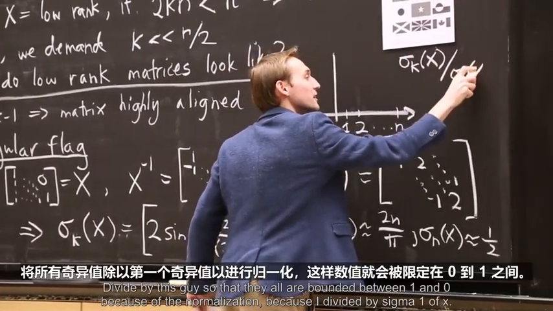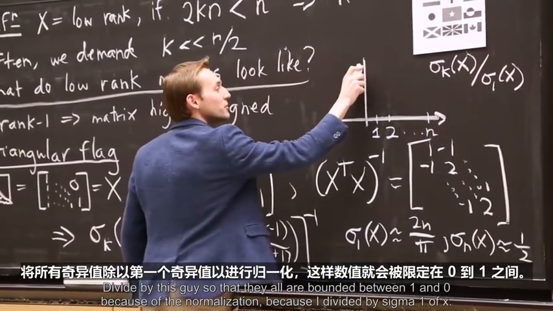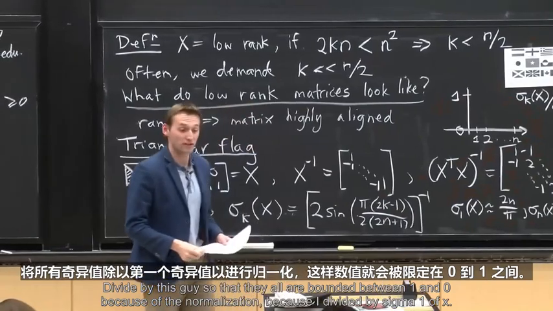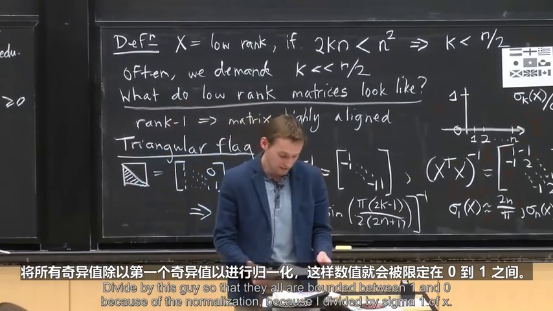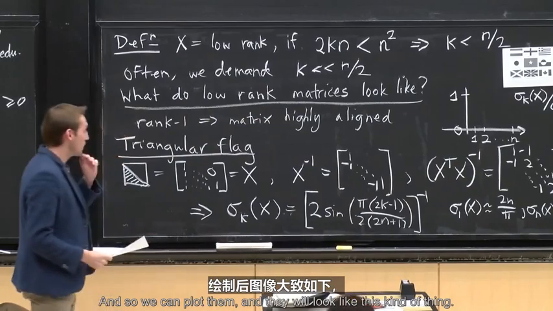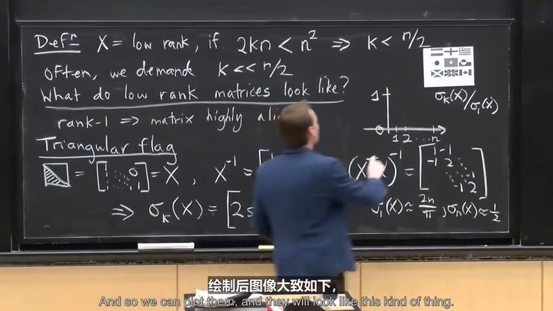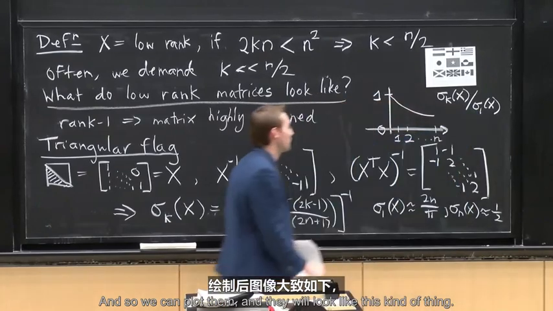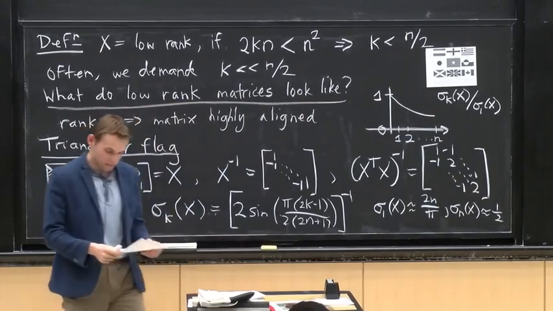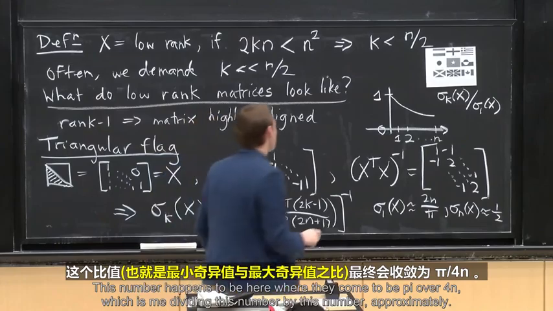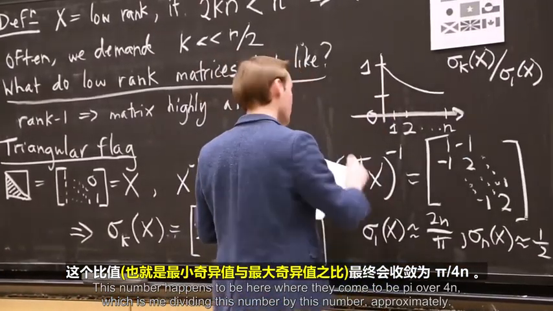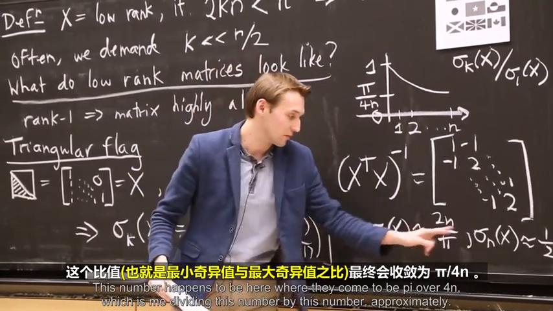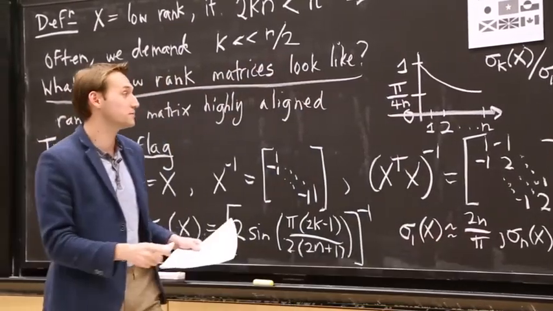I'll divide by this guy so that they all are bounded between 1 and 0 because of the normalization, because I divided by sigma 1 of x. And so we can plot them, and they will look like this kind of thing. Okay. This number happens to be here where they come to be pi over 4n, which is me dividing this number by this number, approximately.